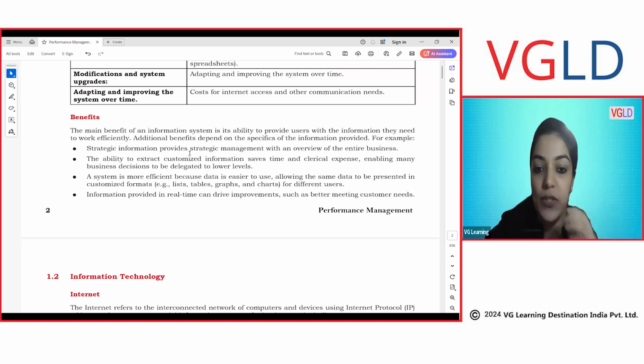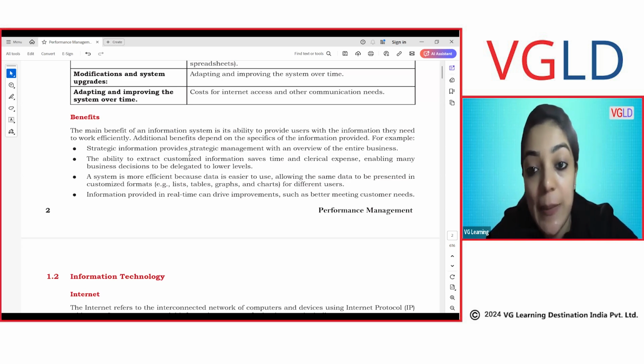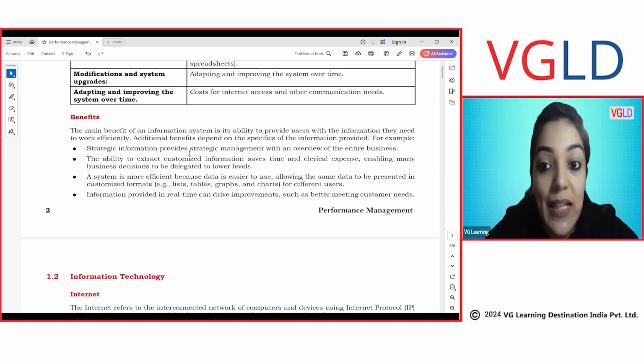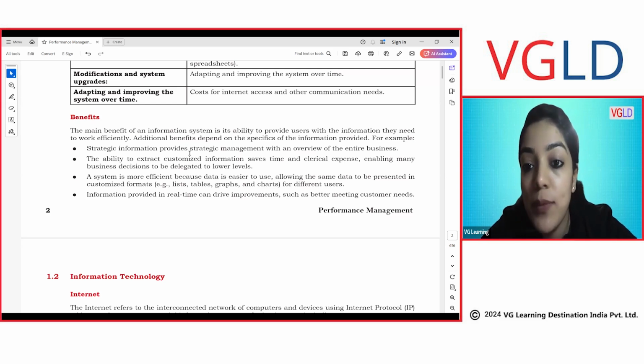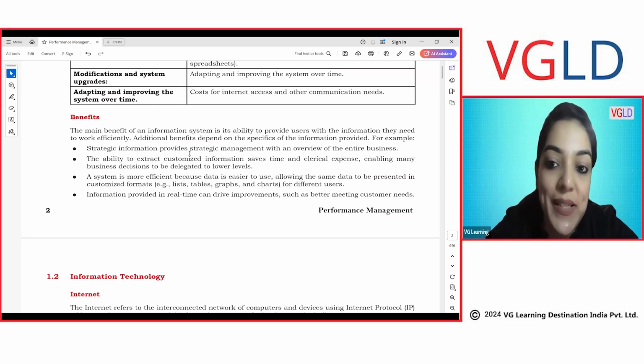Then a system is more efficient because data is easier to use, allowing the same data to be presented in customized formats like lists, tables, graphs, and charts for different users. So you can use the data in different formats. If you have data in Excel, you can convert it into charts also, tables also, and different presentation techniques can be applied on the same data. That is the benefit of an information system. And information provided in real time, that means you are getting updated information, can drive improvements such as better meeting customer needs. Okay, so I'll give you an example here.